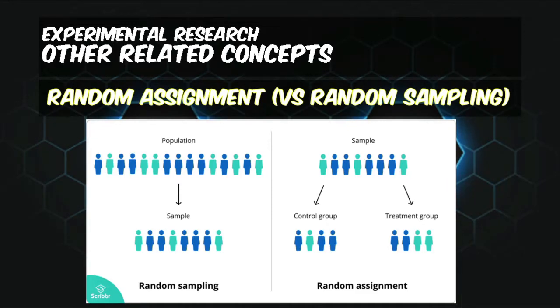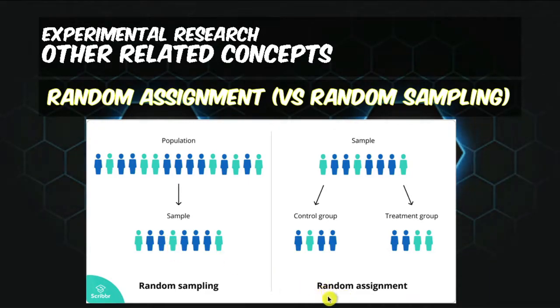Random assignment versus random sampling. This will be used many times in this presentation, so we have to understand these terms. Random sampling refers to the process of selecting your sample from your population. You identify your population, your sample size, and then the subjects that will be included in your sample. That is random sampling, population to sample, and the manner of selecting those who will be included is random.